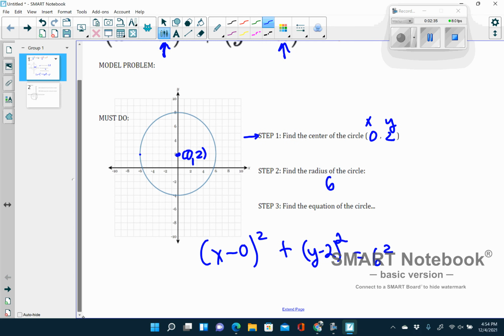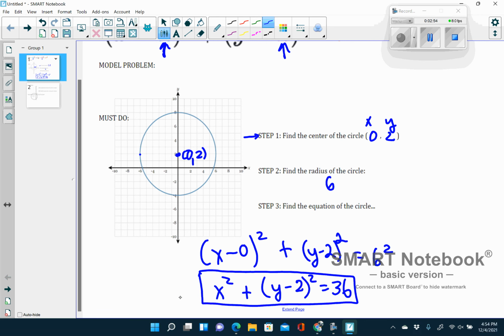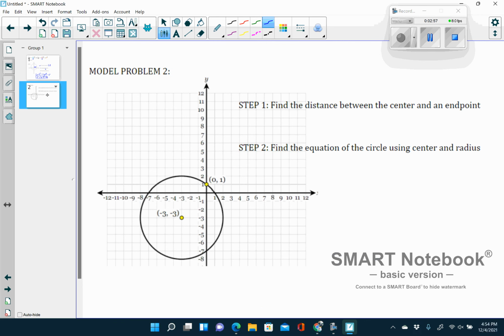I'm going to bring this down so I can simplify this. Anything minus 0 is just itself, so it's going to be x squared plus y minus 2 squared. I can leave it like that. Y minus 2 squared is equal to 6 squared, which is 36. So this is the answer that I'm going to be putting into Delta Math. Done.